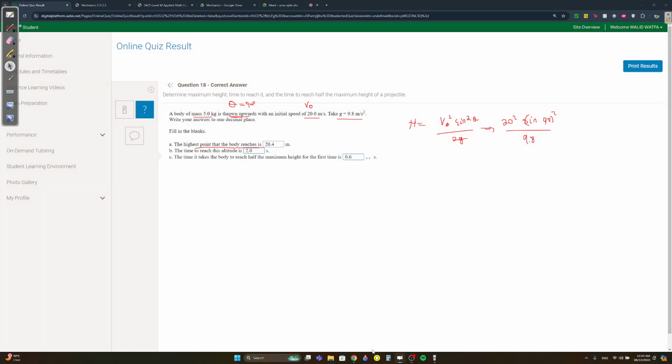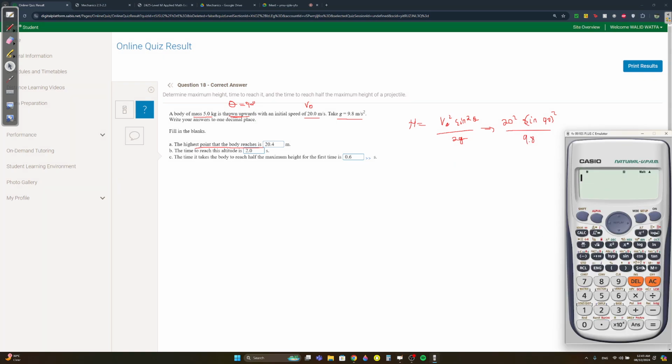Let's see, do we get the correct answer? 20 squared sine 90 squared over 9.8. Okay, hold up. It's 2g. Why did I put 9.8 only? So let me divide by 2.